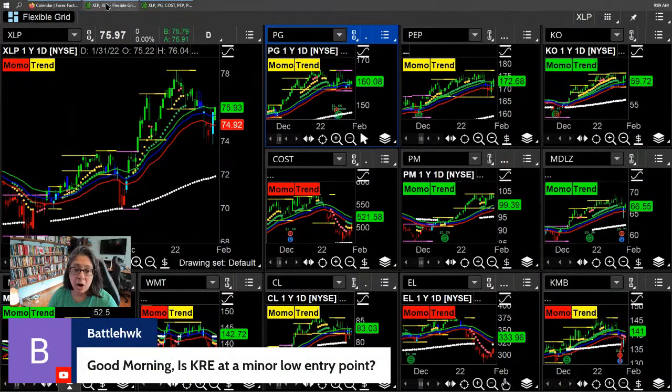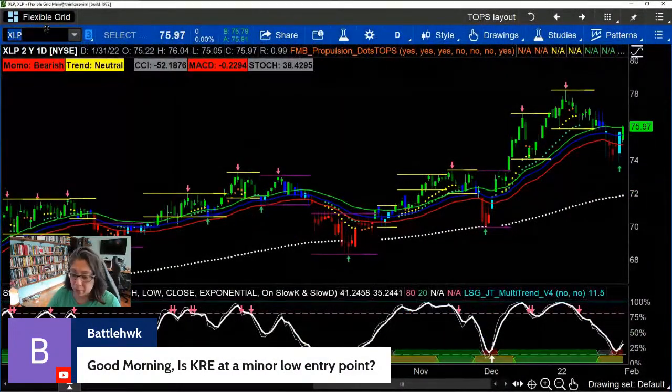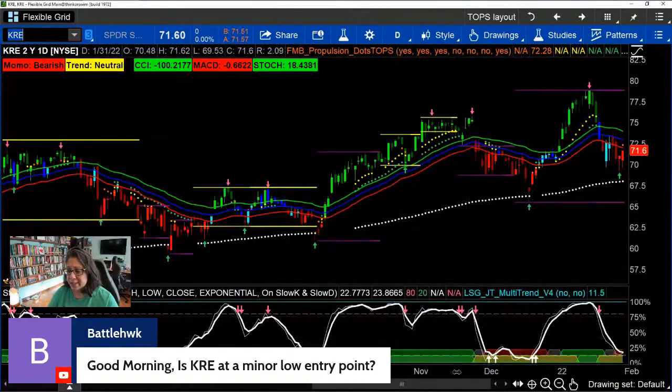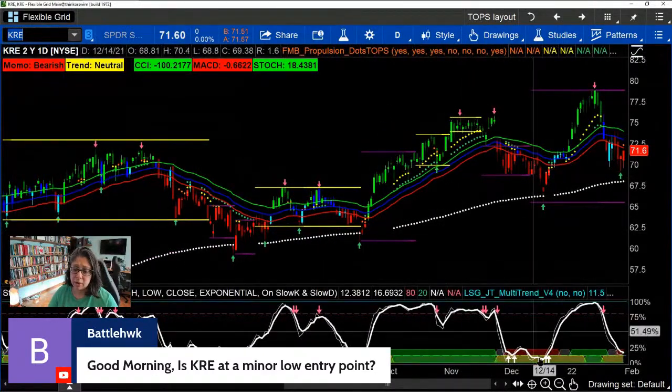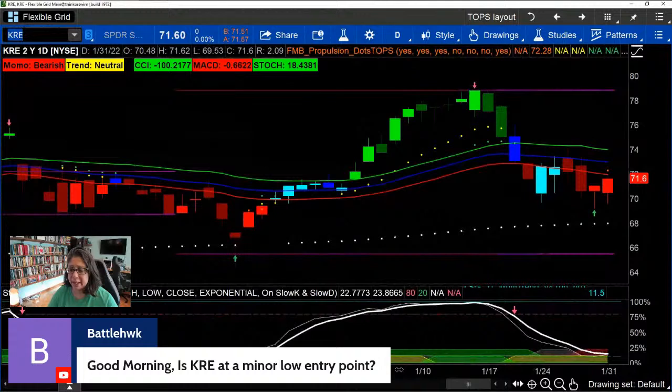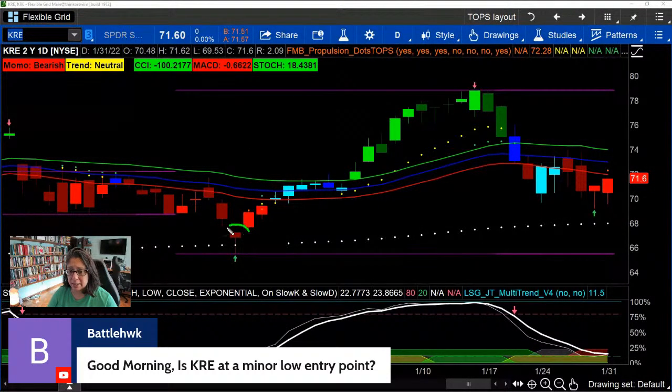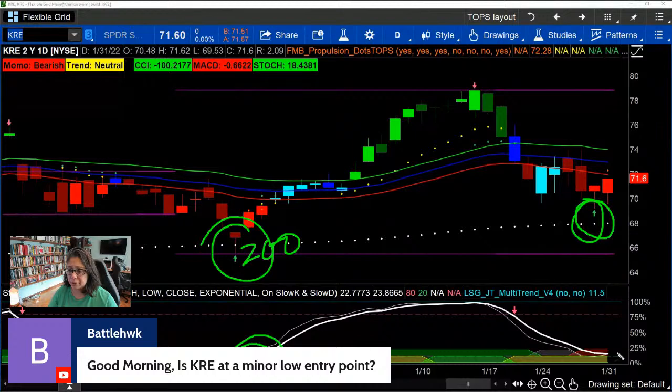Next up is KRE. That one's absolutely on my watch list. I love the regional bank narrative. It doesn't have a great technical trend, right? So if I look at the technicals of this particular chart, what gets my attention is what's gotten my attention in the past. Let's get down to this 200. Neutral market, slow stochastic. Let's get down or close to that 200.